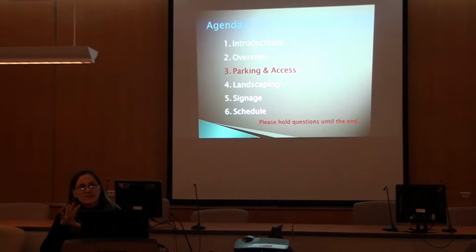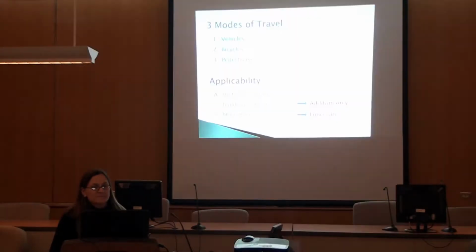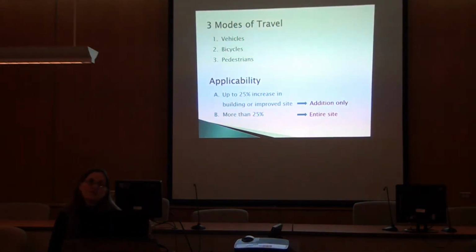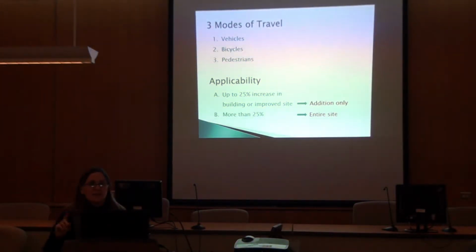Now I'm going to dive into some of the specific topics that we said we would cover today. First of all, parking and access. The form-based code standards really cover three different modes of travel. It talks about standards for vehicles and where and how you park them. It has some standards for bicycle parking, and it also has some standards for pedestrian access. So those are the three modes of travel that we'll talk about.